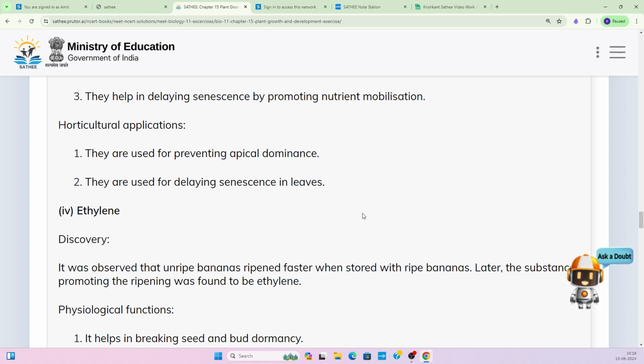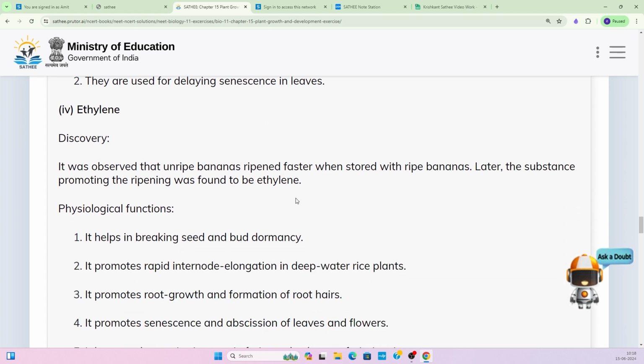The apical dominance was shown by the auxin, and this particular hormone is used to prevent the apical dominance. So it is used for increasing the branching. They are also used for delaying the senescence in the leaves. Next hormone is the ethylene.